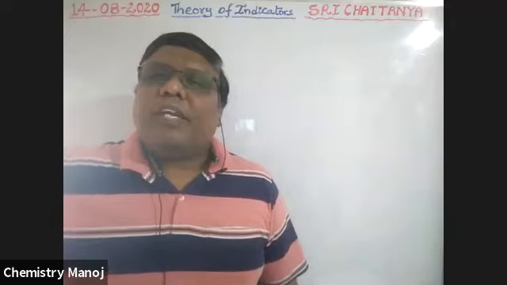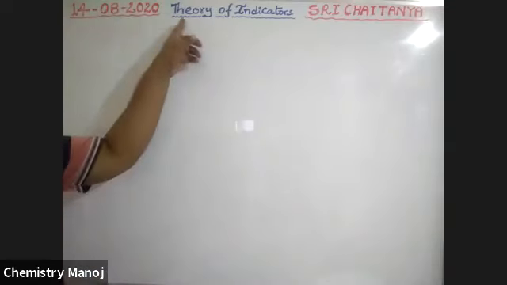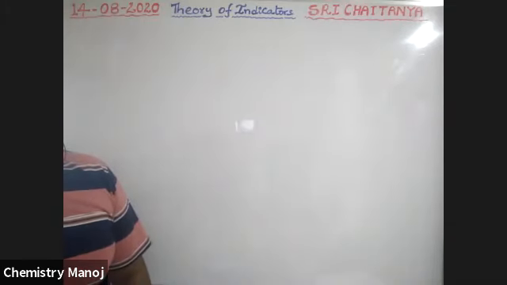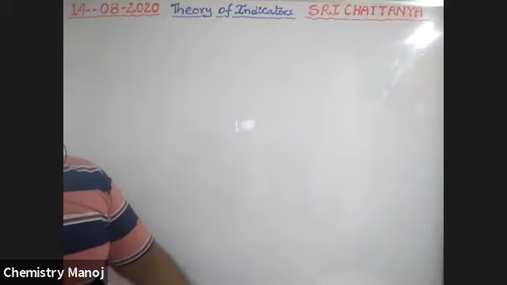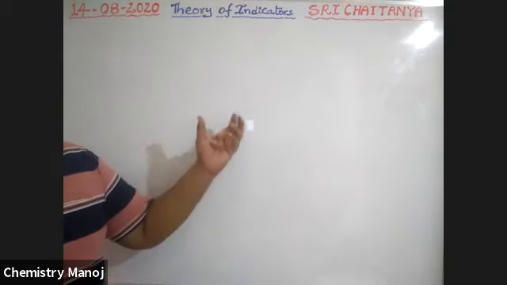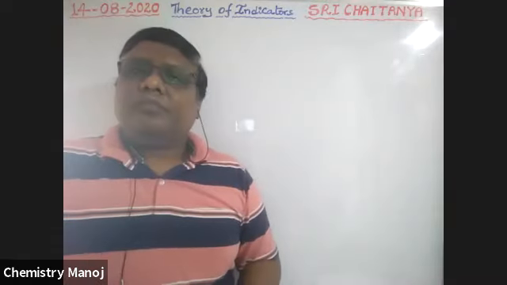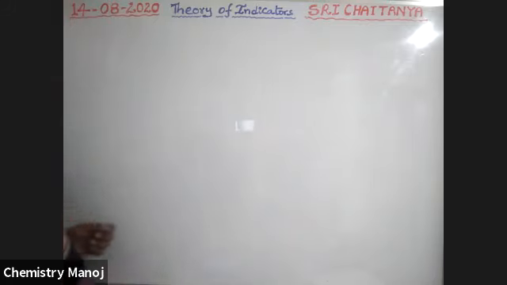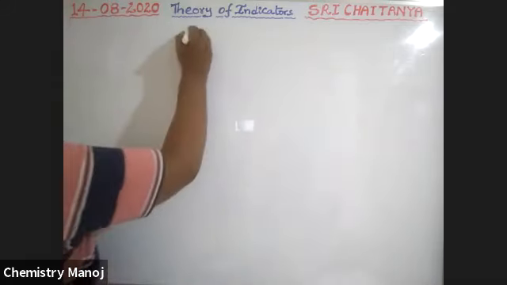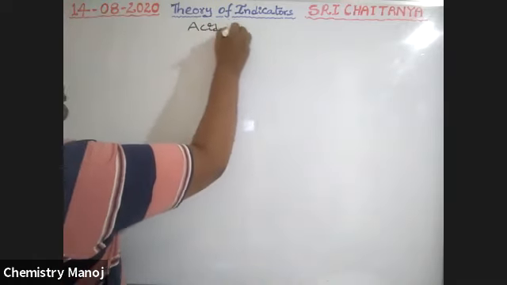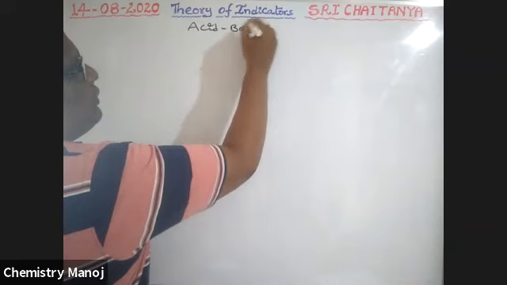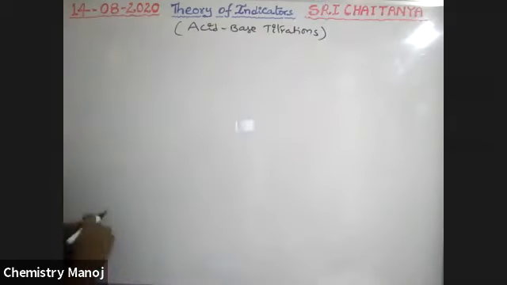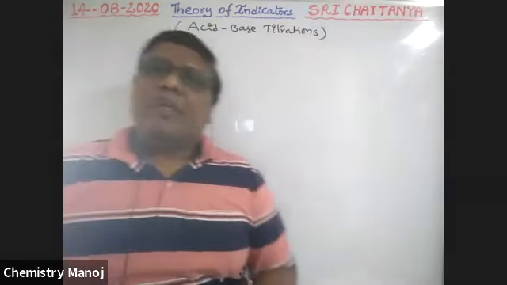Today's topic is theory of indicators. What are these indicators? Where are these used? What is the use of these, and why are these indicators used? Generally, we use these indicators in acid-base titration. The concept is applicable for acid-base titration.